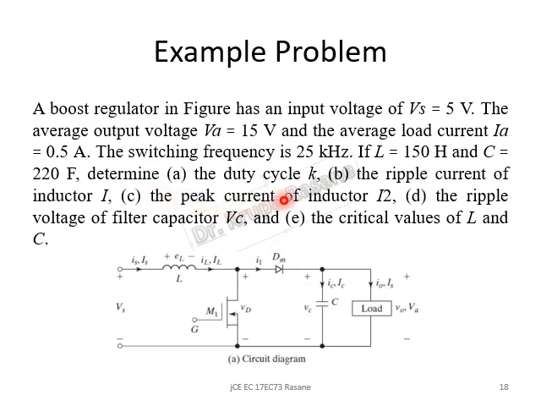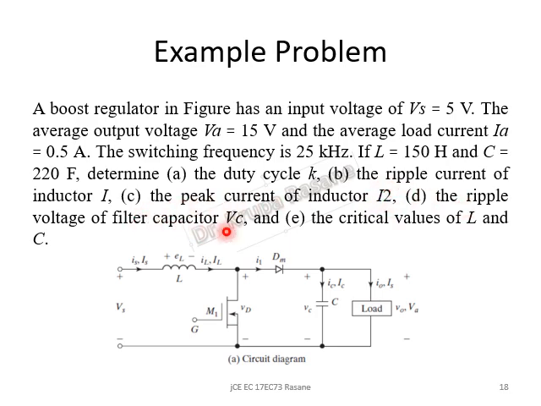You are supposed to determine the duty cycle K. We know the input voltage, we know the output voltage, we know the formula, and hence we can evaluate the value of K. The ripple current of the inductor is delta I. I have given you the formula. I can use it directly. And then the peak current of the inductor I2. So peak current is the I2 value. So for the inductor current, you have to use your judgment here and your analysis and get the value for I2. I have not given an expression for I2 as of now.